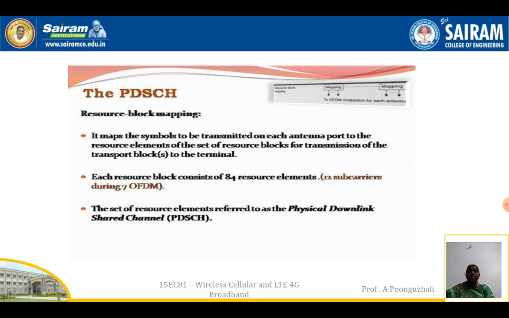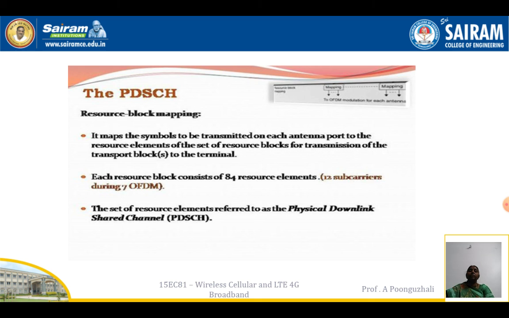And next is your resource block mapping. The OFDMA symbols we get are going to be transmitted for each antenna port to the resource elements of the set of resource blocks for transmission of the transport blocks to the terminal. So whatever OFDMA symbols we have got are transmitted using the antenna port to the resource elements of the set of resource blocks for transmission to the terminal.